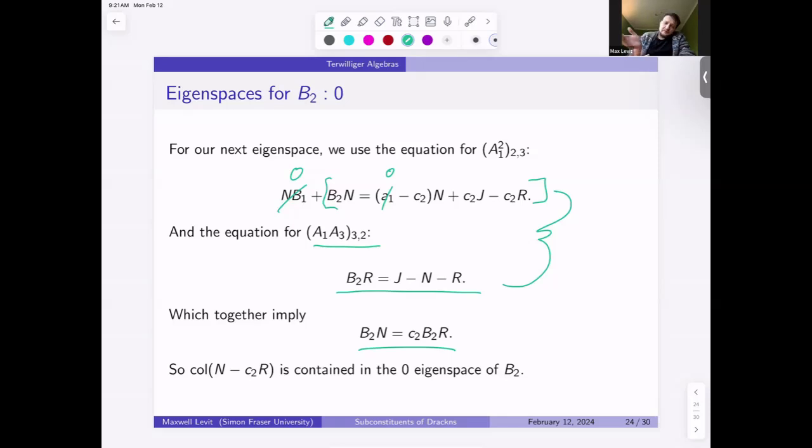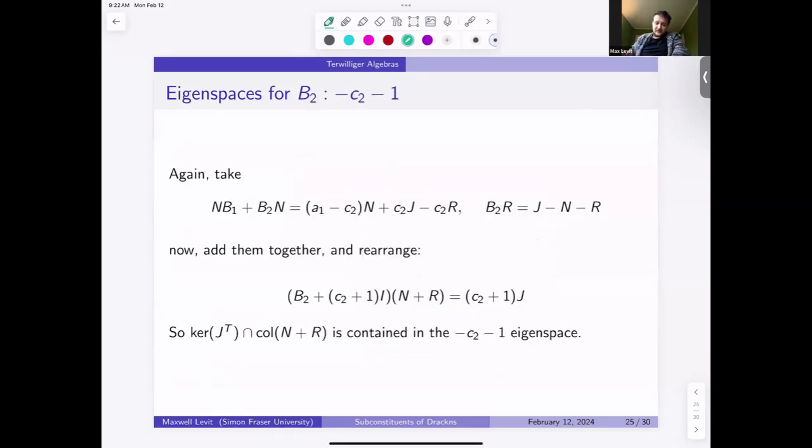And so what does that tell us? Well, by subtracting something over to the side, that tells us that anything that lives in the column space of this matrix, N minus C2 times R, is in the 0 eigenspace. So that gives us some 0 eigenvectors as well. Now, we don't know the dimension exactly, but we know that anything that does live in that column space is going to give us a 0 eigenvalue. So we can do that. We can do that one more time as well, actually.